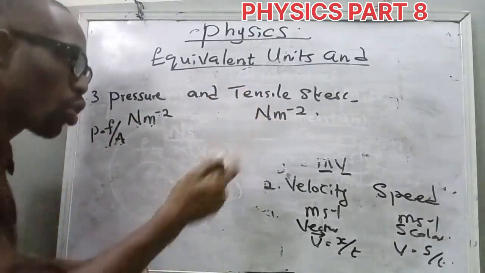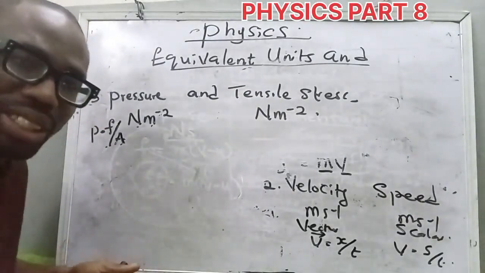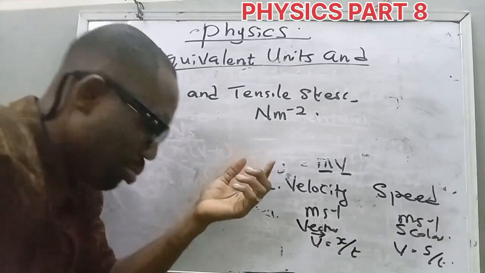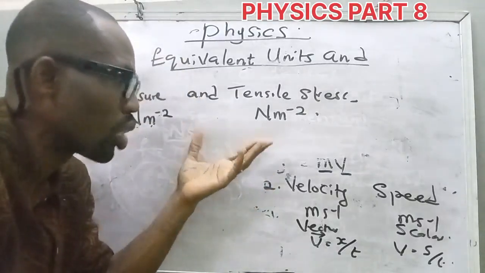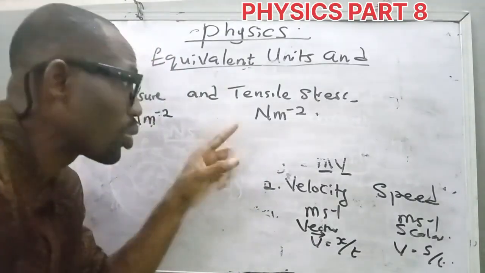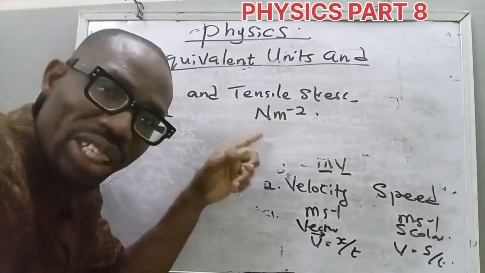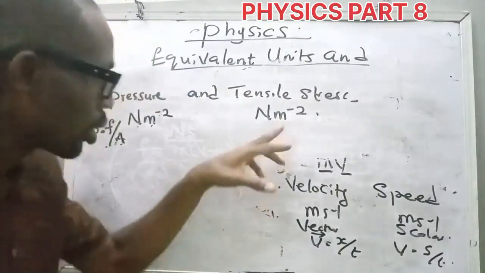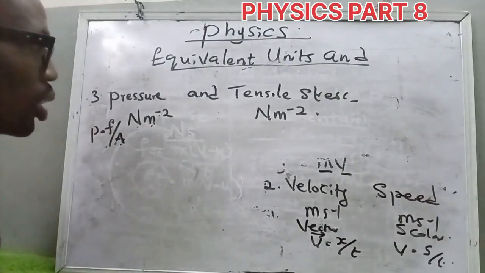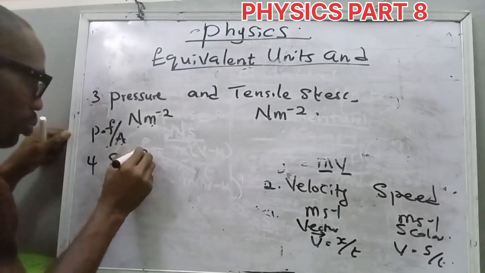Tensile stress is also Newton per meter square. When you are talking about Hooke's law, elasticity, as the case may be, you're looking at a situation whereby that force causes a deformation, the agent of deformation, that's the stress. But mathematically, it is represented as the force acting on the cross-sectional area of the material. That's why it is like this. Can you see it now? That's number 3. Then we also have number 4. We have surface tension.